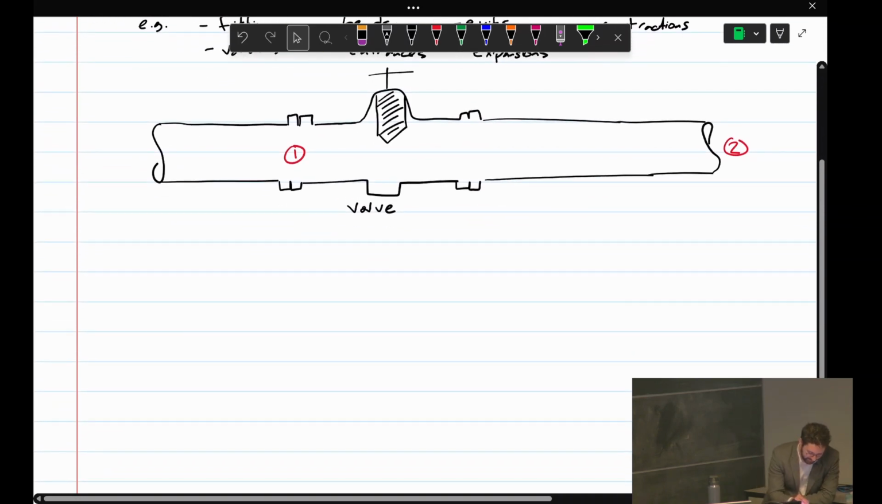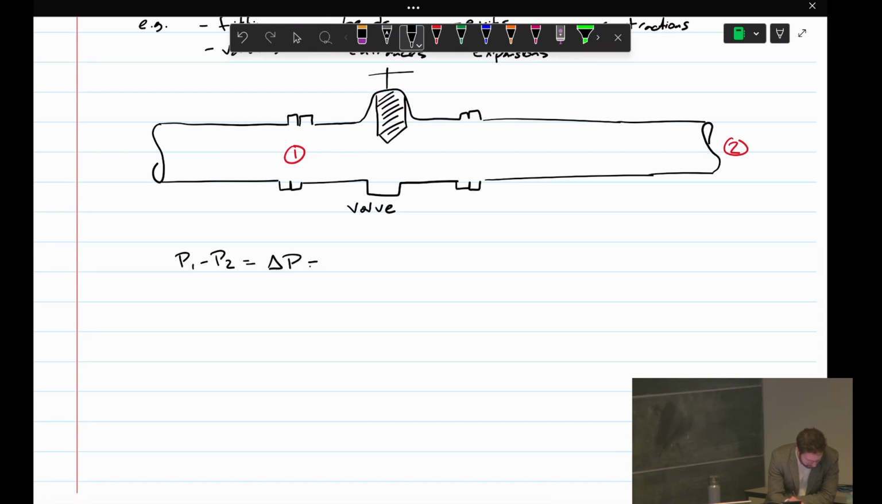So the minor loss, again, is P1 minus P2. We call that delta P. The minor loss is equal to K_L times rho V average squared over 2.